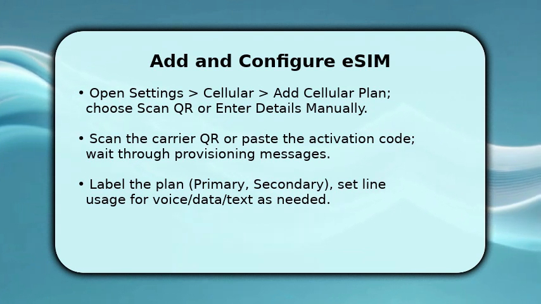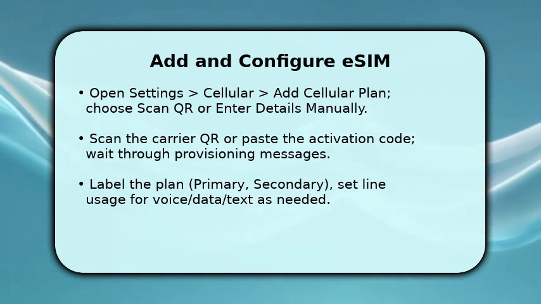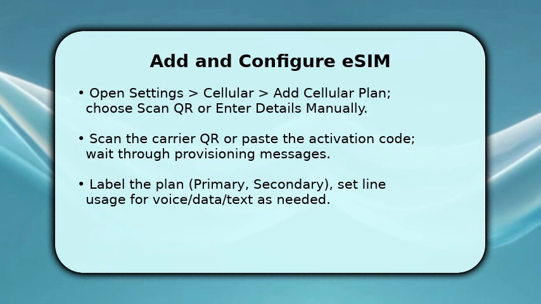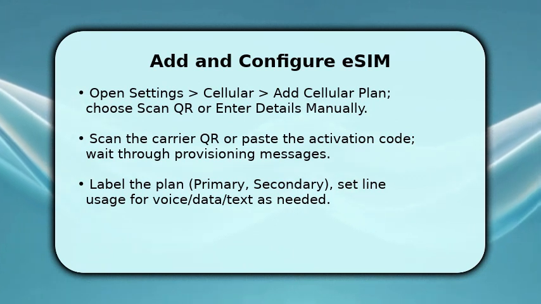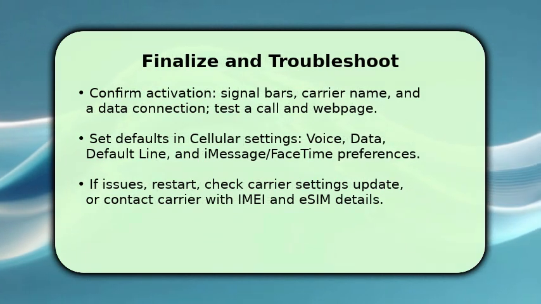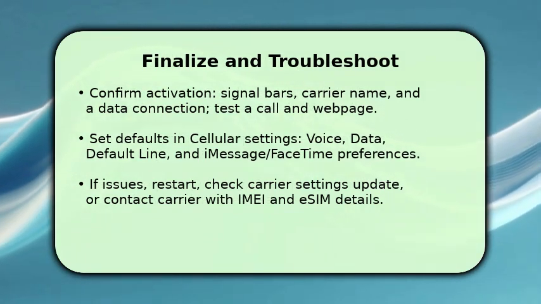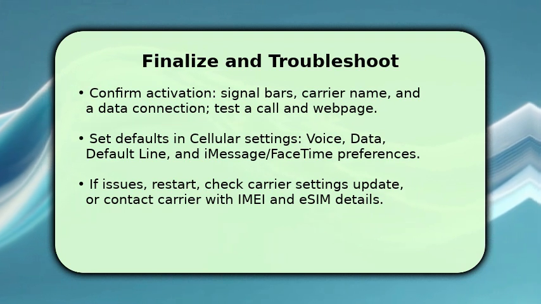After provisioning, label the plan so you can identify it in calls and messages, and choose which line handles cellular data versus voice. Make sure to keep Wi-Fi on until the carrier confirms activation. Finally, confirm the eSIM is active by checking signal strength and the carrier name, then place a test call and load a web page to verify data.